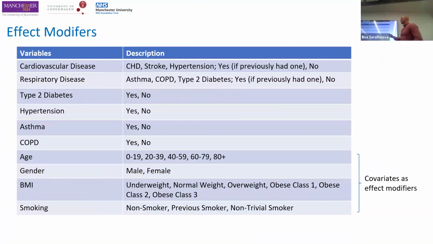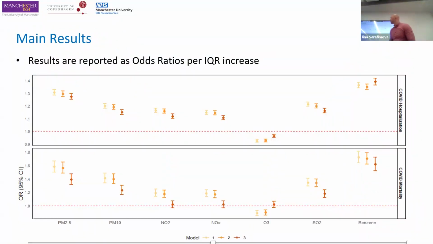We included some of these covariates as effect modifiers, and also looked at these comorbidities that I mentioned earlier. These are our main results. So these are odds ratios in models 1, 2, and 3.